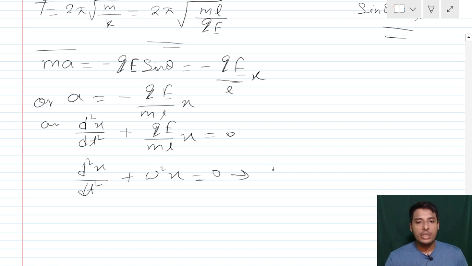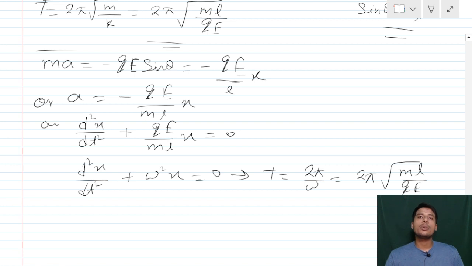So from this expression we can easily write the time period T equal to 2 pi by omega. Then omega is nothing but root over qe by ml, so T equals 2 pi root over ml by qe. Okay, now the question is, it is given that we have to neglect the gravitational force. Now if the gravitational force is present, then what will happen? We can easily calculate the same thing.